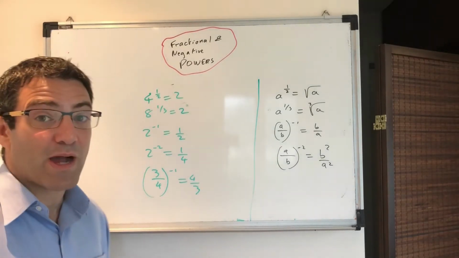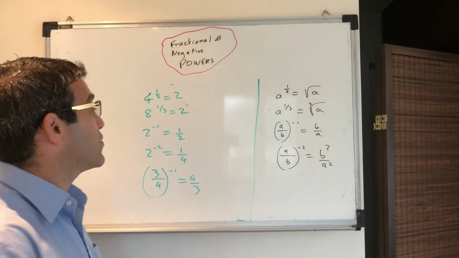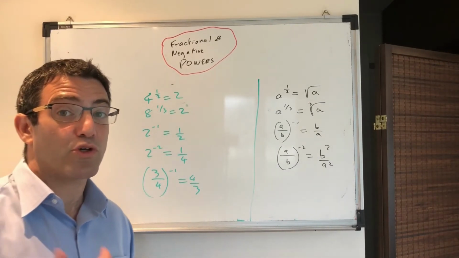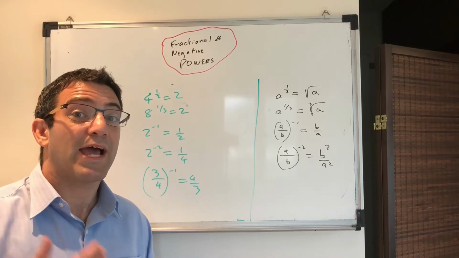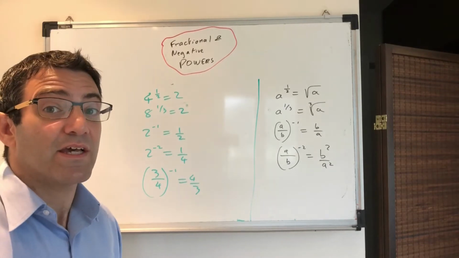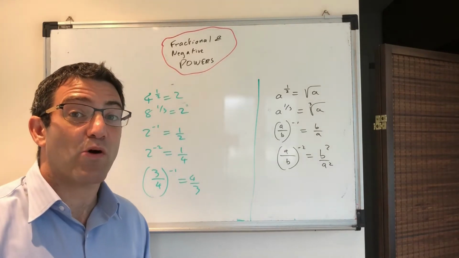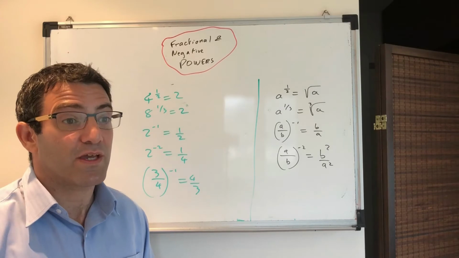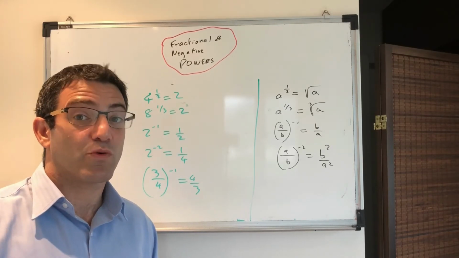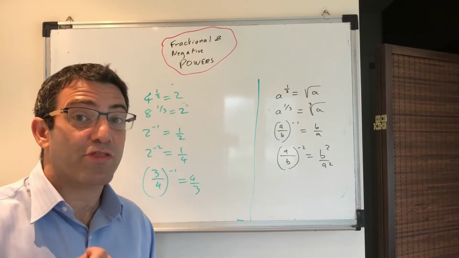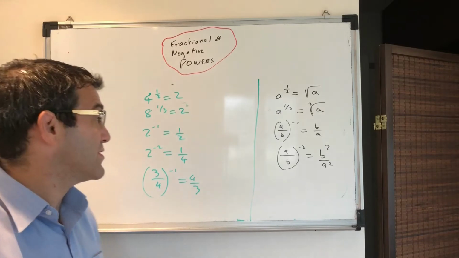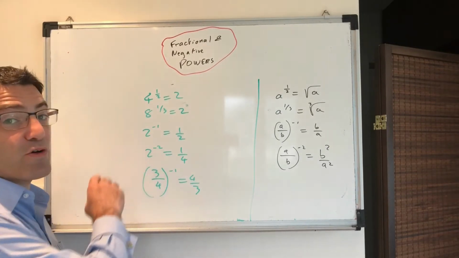Okay, so fractional powers are roots. So when you see 8 to the power 1/3, that means cube root. So which number cubed is going to give you 8? Well, 8 to the power 1/3 is 2, because 2 cubed is 8. If you saw 64 to the power 1/3, that would be 4. If you saw, for example, 27 to the power 1/3, that would be 3. So to the power 1/3 means cube root. So when you see fractional powers, these are roots.